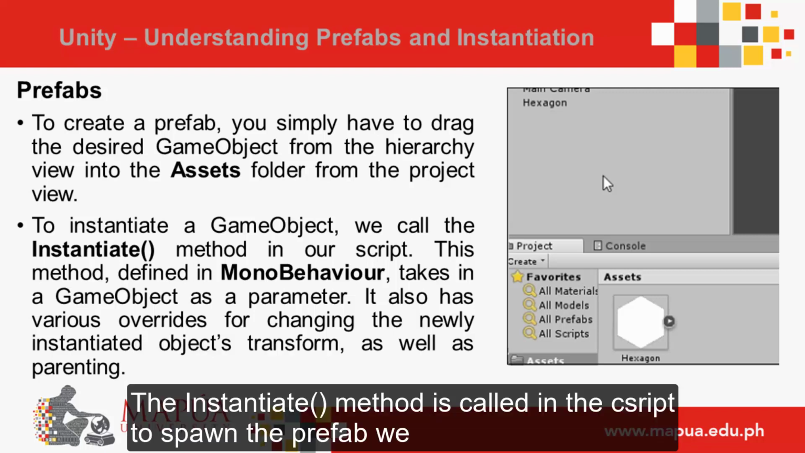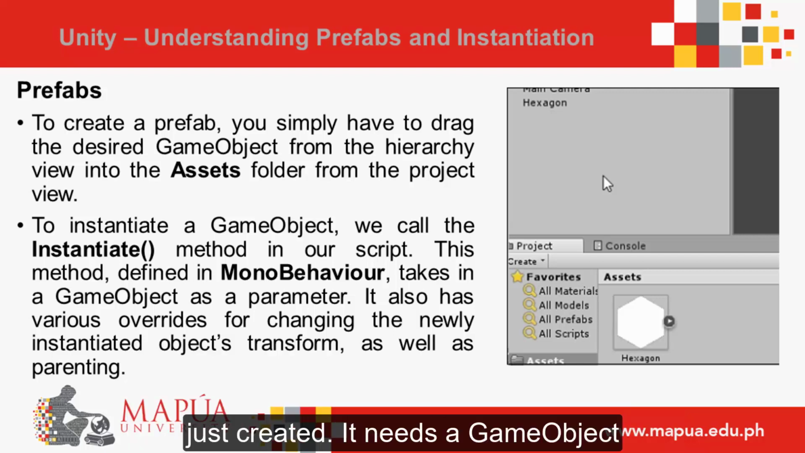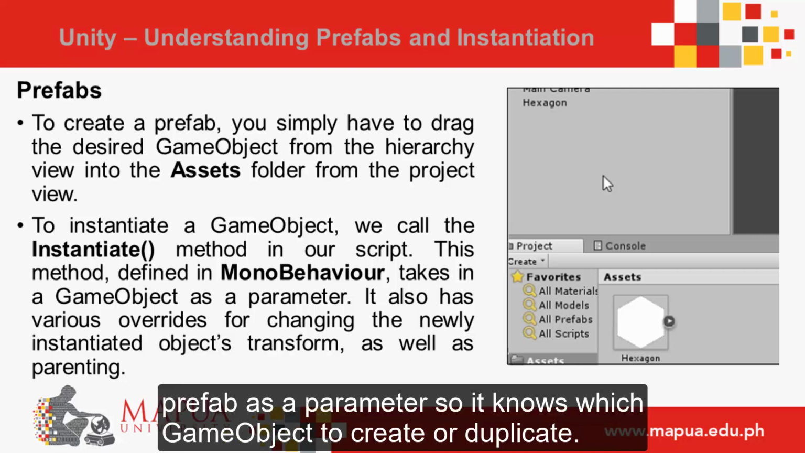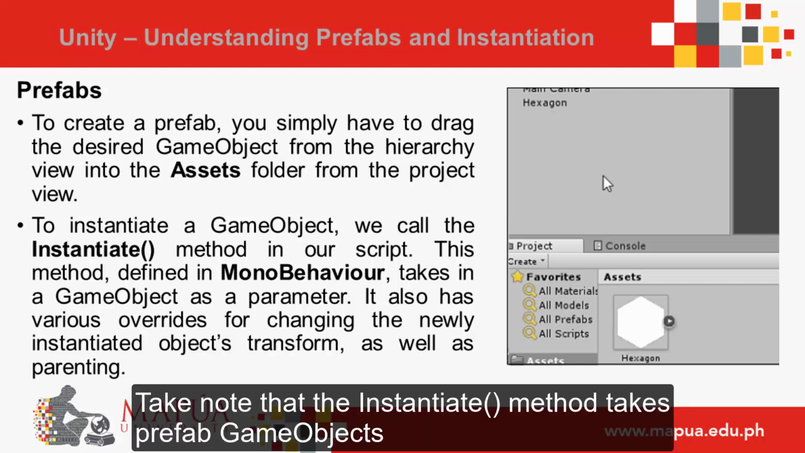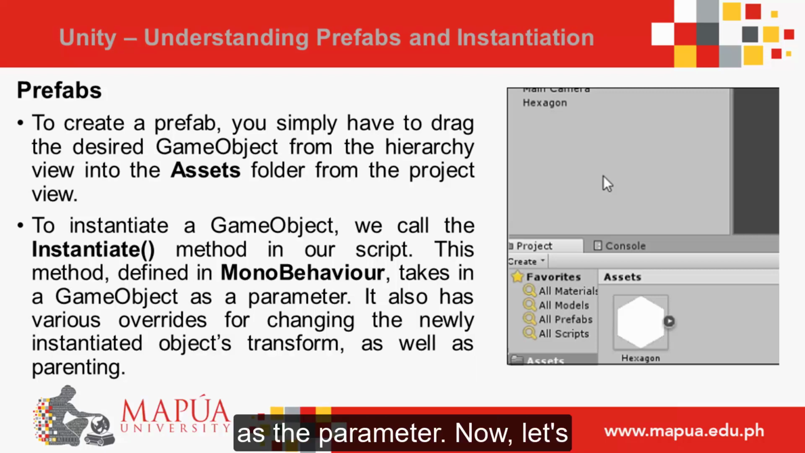The instantiate method is called in the script to spawn the prefab we just created. It needs a game object prefab as a parameter, so it knows which game object to create or duplicate. Take note that the instantiate method takes prefab game objects as the parameter.